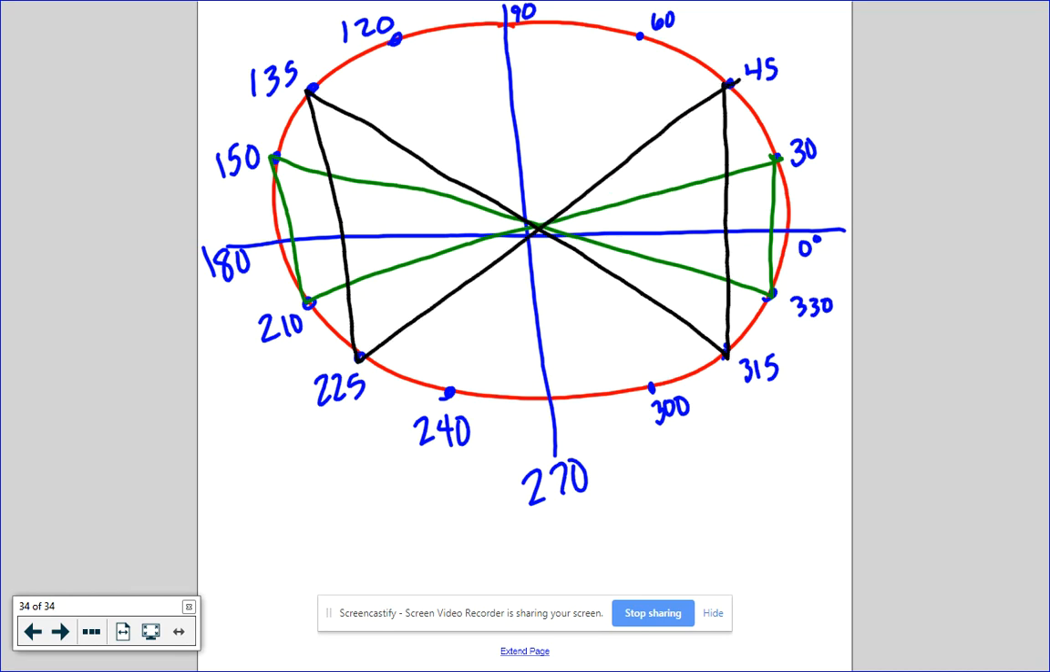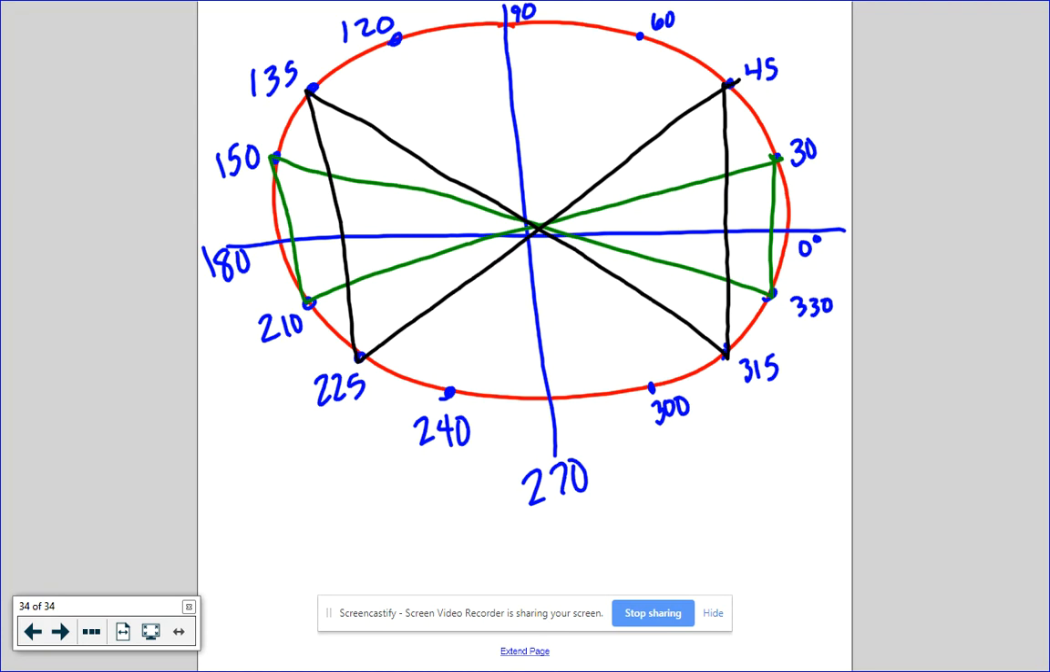What do we think that black bow tie is called? 45. The 45-degree bow tie. Anything that fits the 45-degree bow tie is going to be square root of 2 over 2 and square root of 2 over 2. Another way to help you remember, anything that ends in 5 on the unit circle, 45, 135, 225, and 315, if it ends in 5, it's going to have square root 2 over 2 as its x and y values. Because it's always going to be a reference angle with 45 degrees.